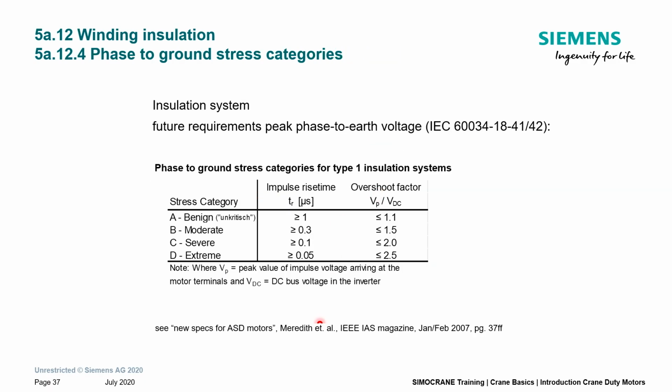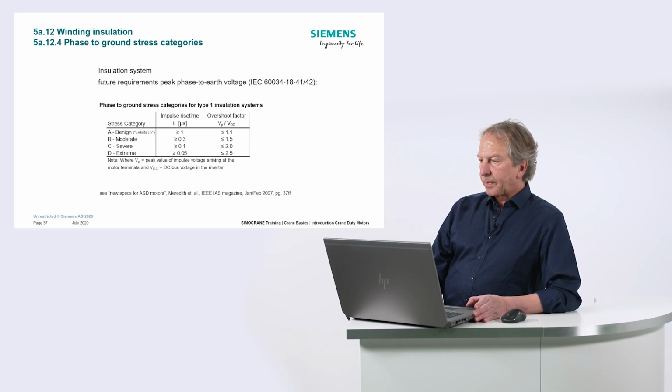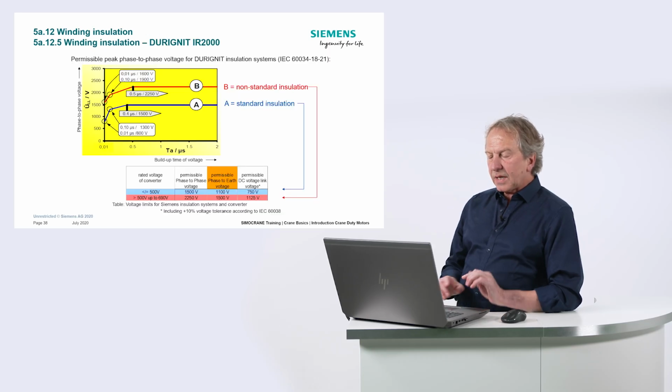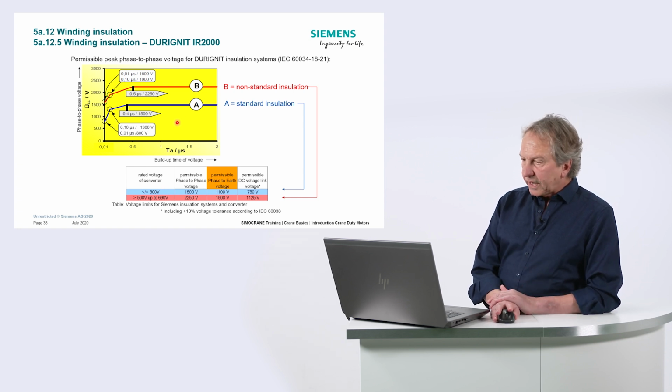Some issues about voltage stress. According to IEC, there was a trial to distinguish between different categories. We have 4 categories, A, B, C, D, where the impulse rise time and the overshoot factor are defined. But all the manufacturers of motors have their own system and their own secrets when it comes to voltage resistance. At Siemens, we have our insulation system that's called DYTU.